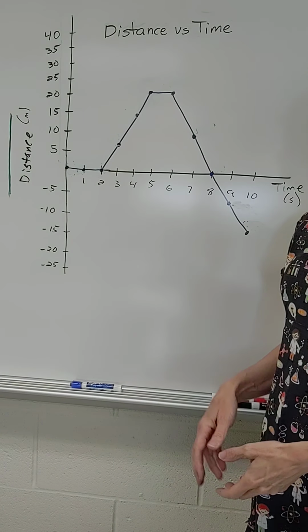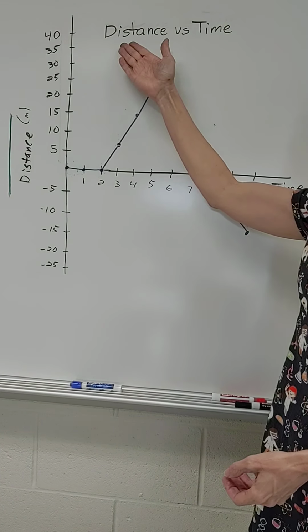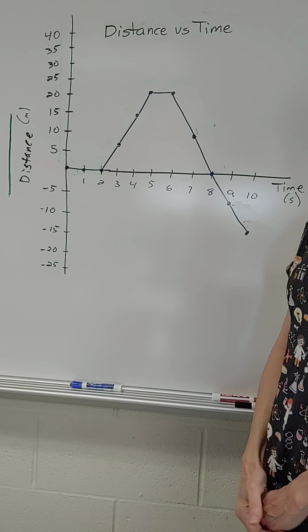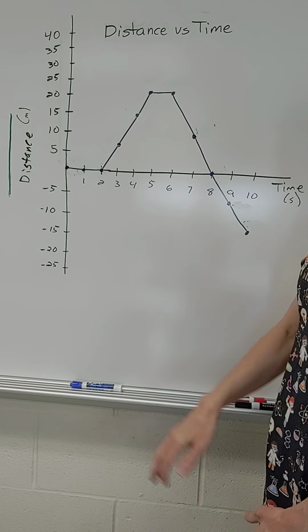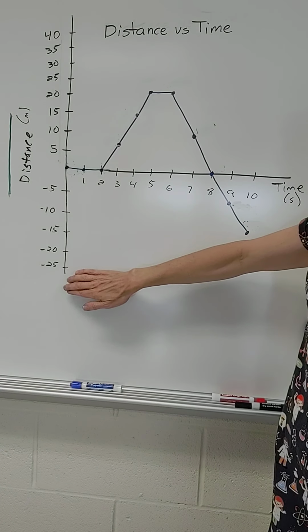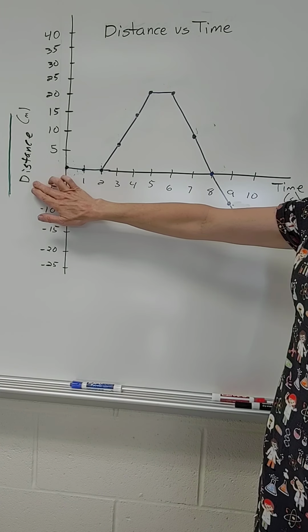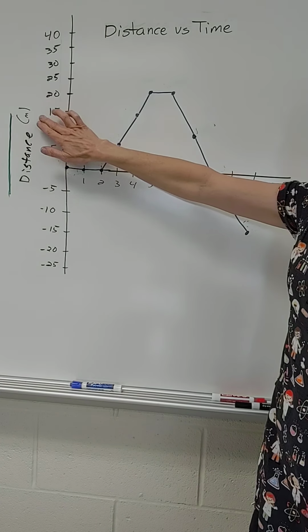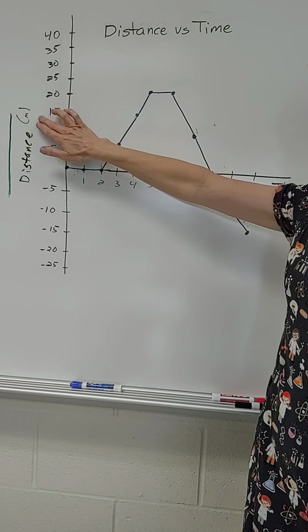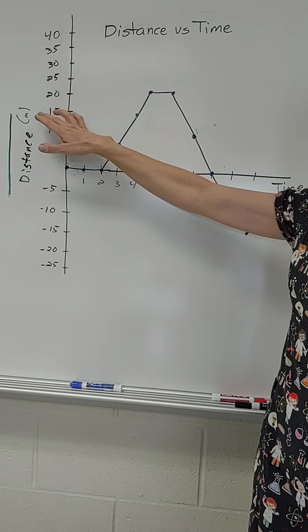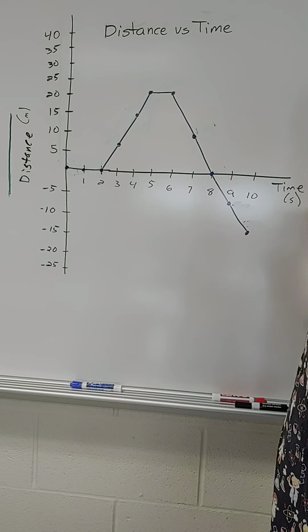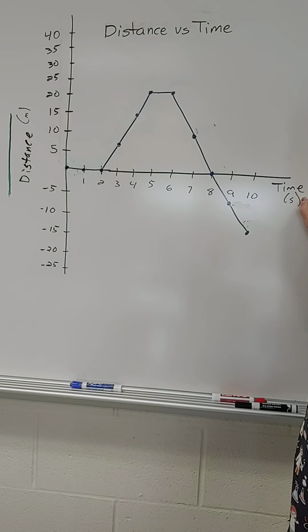Hey everybody. Today we're going to go over how to read a distance versus time graph. So let's take a look at the graph before we start. Over here on the y-axis we have distance. You always have a label on a graph, and make certain that you always tell people what your units are, in this case m for meters. On the x-axis we have time, and again we're telling you the unit, it's seconds.